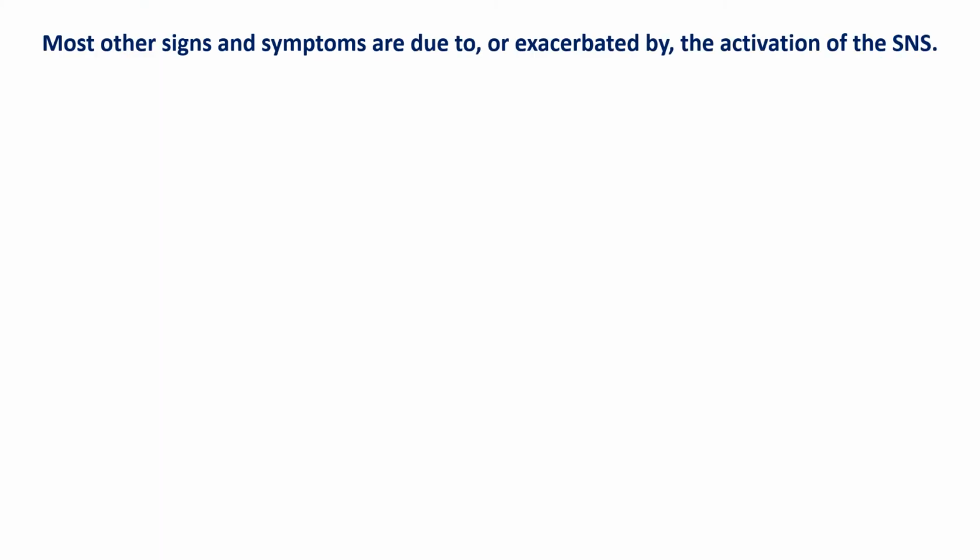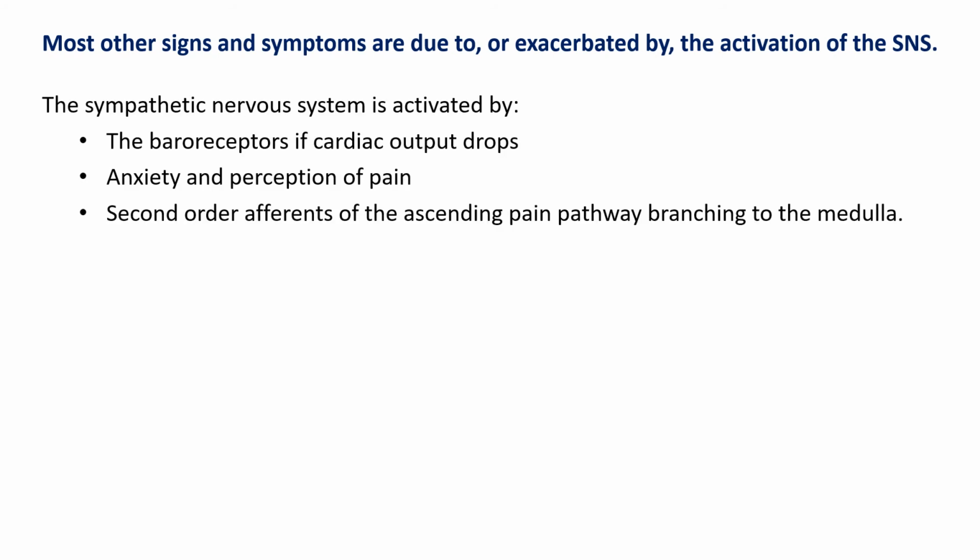Most of our other signs and symptoms are going to be due to, or made worse by, the activation of the sympathetic nervous system. So why do we activate the sympathetic nervous system? Well, first of all, potentially, there's the baroreceptors. If you remember, we've got the baroreceptors in the arch of the aorta and in the carotids. If those mechanoreceptors detect that cardiac output and therefore blood pressure has dropped, then they will activate the sympathetic nervous system. Remember about the frequency of action potentials to our cardiac centers.